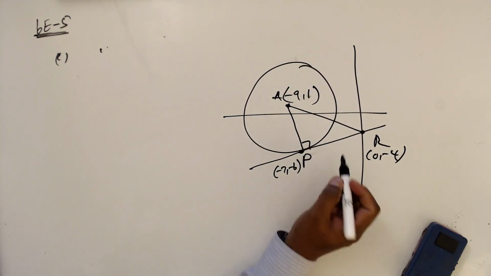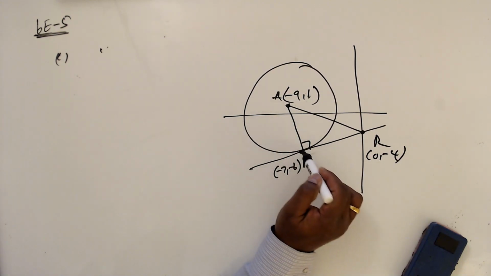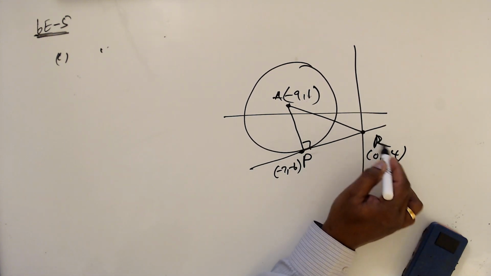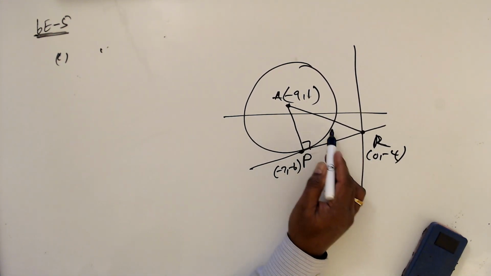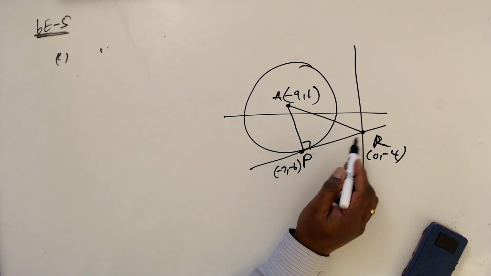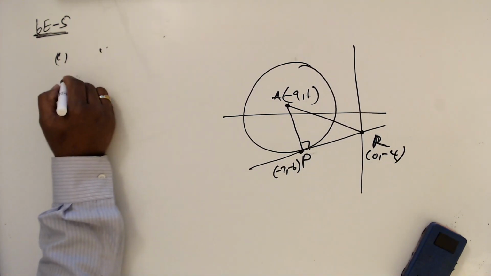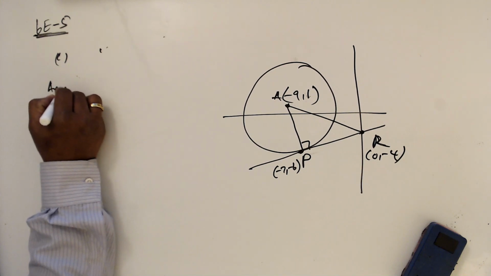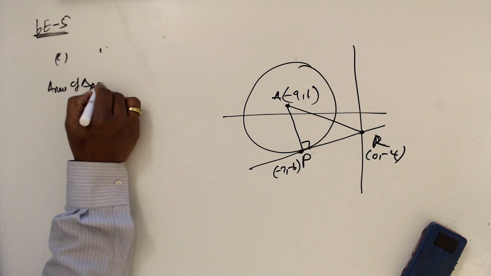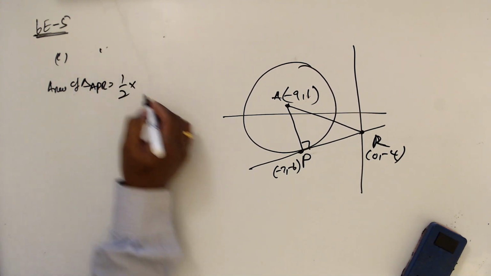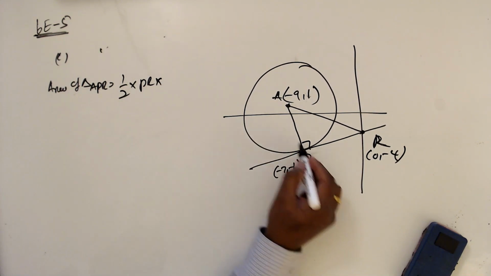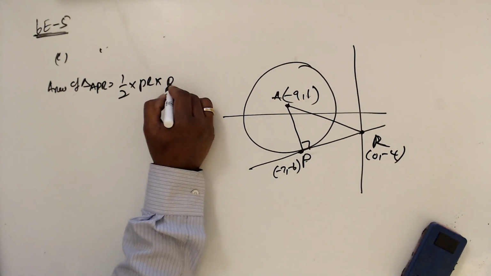Now we want to find the area of triangle APR. Since this is a right angle triangle, it is easy. If I consider PR as the base, the area of triangle APR equals half base times height, where PR is the base and PA is the perpendicular height.